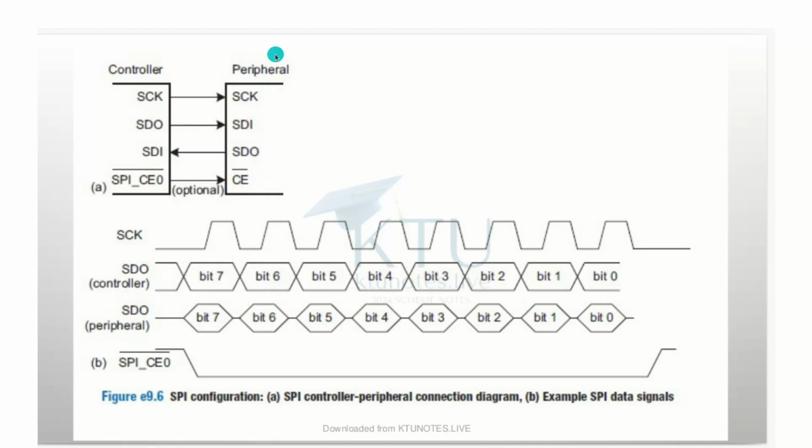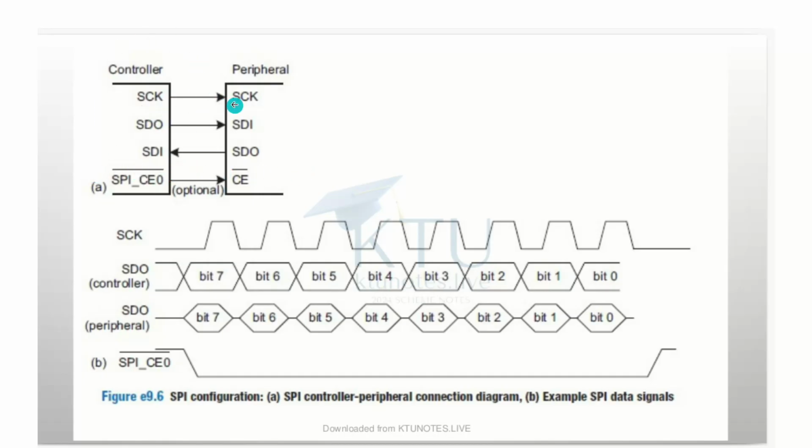Then chip enable is there in the peripheral device. In SPI there is also a chip enable, and it is shown as a complement because it is active low, right? The opposite is the active condition; 0 is active. That is why we have taken a complement case here.